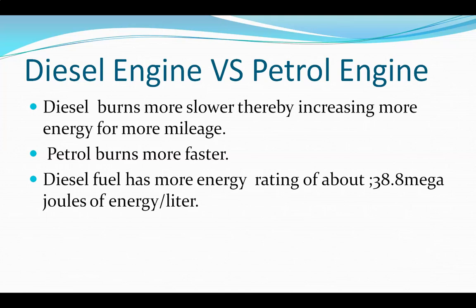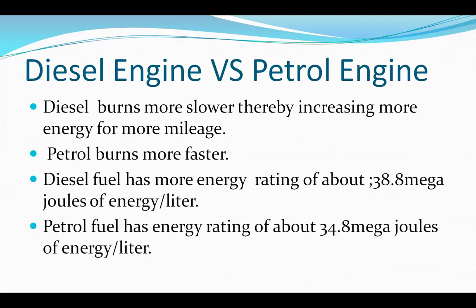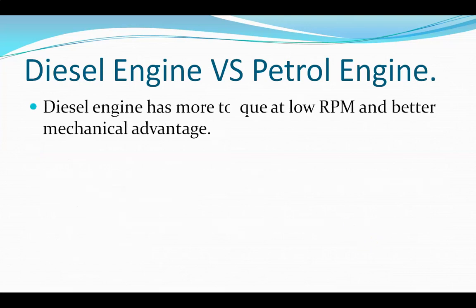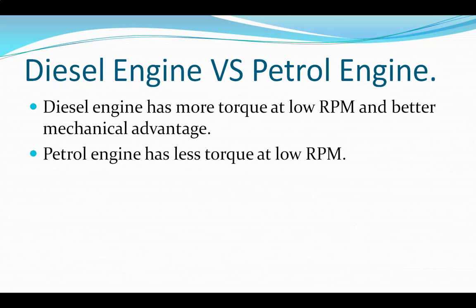Diesel fuel has an energy rating of about 38.8 megajoules of energy per liter. Petrol has an energy rating of about 34.8 megajoules of energy per liter. So as you can see, diesel fuel has more energy per liter than petrol. Diesel engine has more torque at low RPM and better mechanical advantage. Petrol engine has less torque at low RPM.